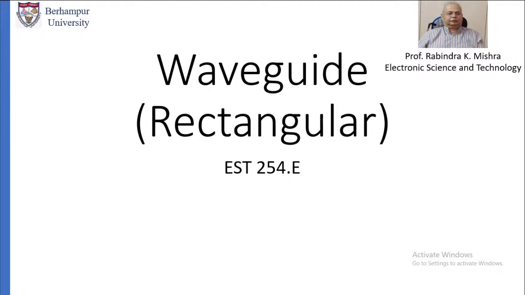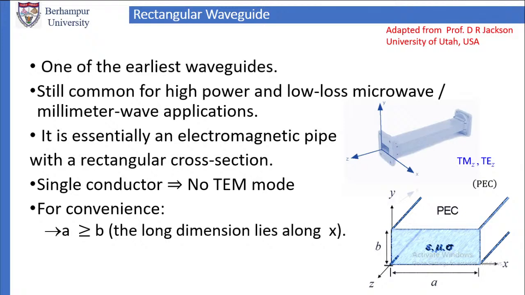We will consider two types of waveguide. The first waveguide is the rectangular waveguide that we will discuss today. Today we will be discussing rectangular waveguide, then we will discuss circular waveguide. So let me start with rectangular waveguide. Now, what is a rectangular waveguide?